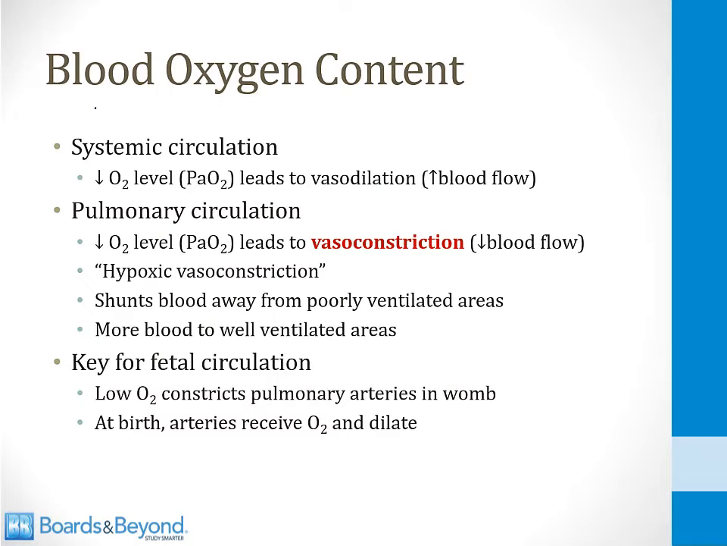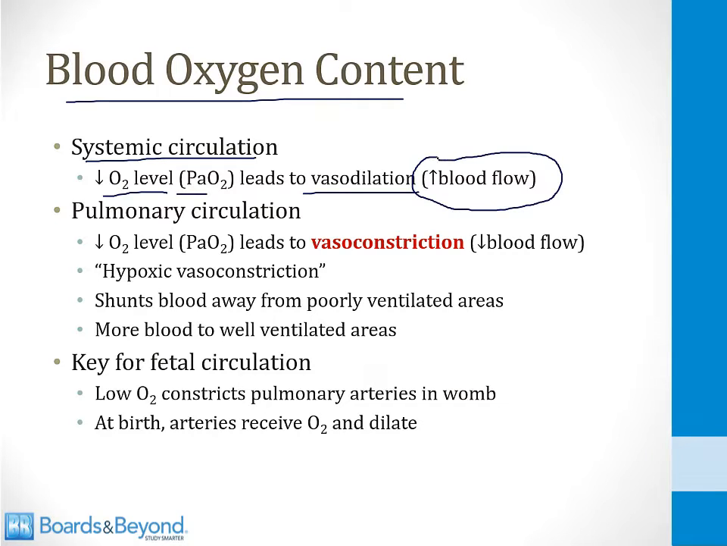The pulmonary circulation responds differently to changes in blood oxygen content from the systemic circulation. In the systemic circulation, if there's a low oxygen level, a low PaO2, this is going to cause vasodilation of blood vessels, and the idea here is that tissues want to increase blood flow to bring more oxygen in when they sense that there is hypoxia.